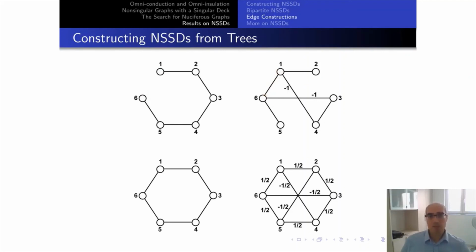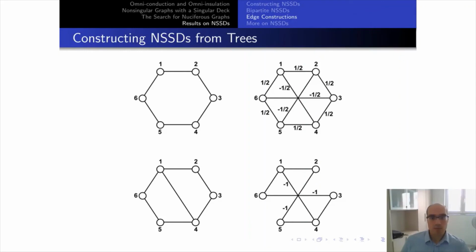But we need also a second condition. We also want that these two vertices do not have a common neighbor. In this case, these two vertices in the inverse indeed do not have a common neighbor. There's no vertex that is adjacent to both. So that tells us that we can indeed add that edge to our NSSD to produce another NSSD. And we can continue doing so.